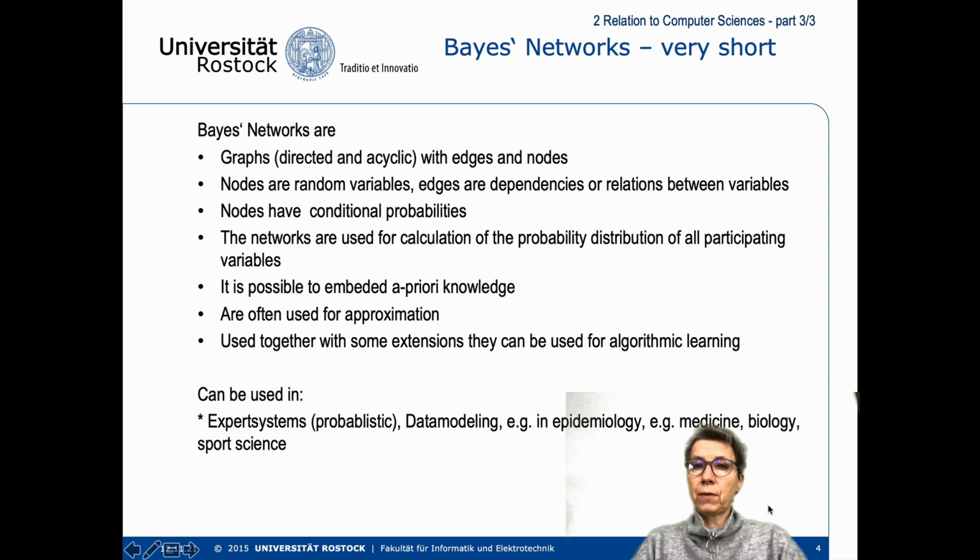Next term, the Bayes network. The Bayes network, very shortly, is also a mathematical model, but whereas the Markov chain is related to states and state transitions over time, the Bayes network is represented by the mathematical model of a graph. It's a directed and acyclic graph which consists of edges and nodes. The nodes are random variables and the edges are dependencies or relations between the variables. I will give you an example in a minute. The nodes have conditional probabilities, and the networks are used for calculating the probability distribution of all participating variables, and that could be really many variables.